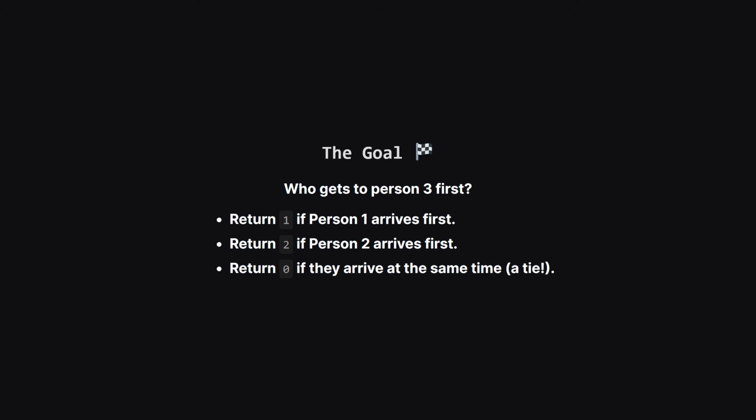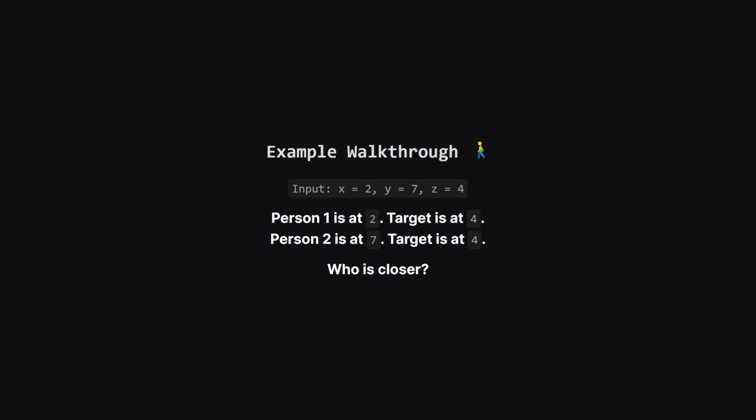If person 1 gets there first, we return the number 1. If person 2 wins, we return 2. And if they somehow manage to arrive at the very same moment, we call it a tie and return 0. Pretty straightforward. Let's walk through an example.